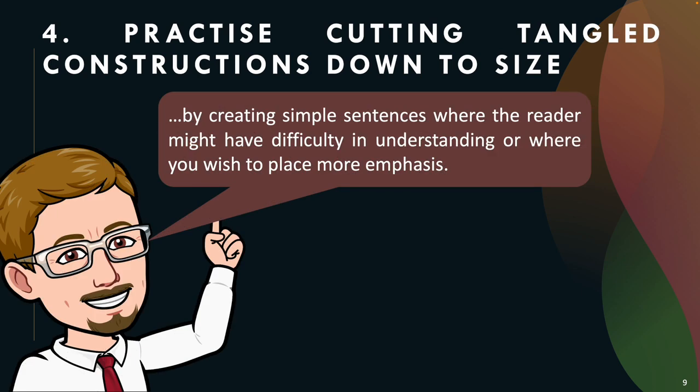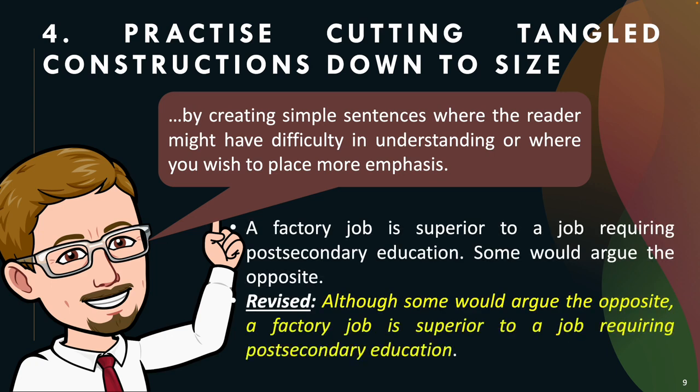Practice cutting tangled constructions down to size by creating simple sentences where the reader might have difficulty understanding or where you wish to place more emphasis. A factory job is superior to a job requiring post-secondary education. Some would argue the opposite. So I would start with although, which is a subordinating conjunction, and then write what? Although some would argue the opposite, then comma, a factory job is superior to a job requiring post-secondary education.